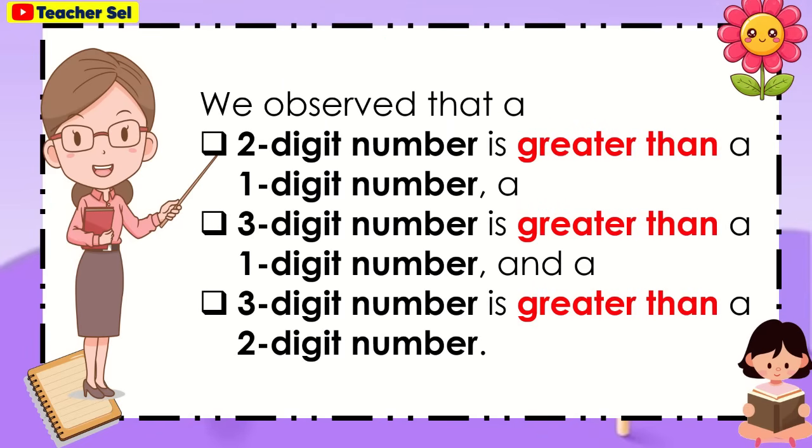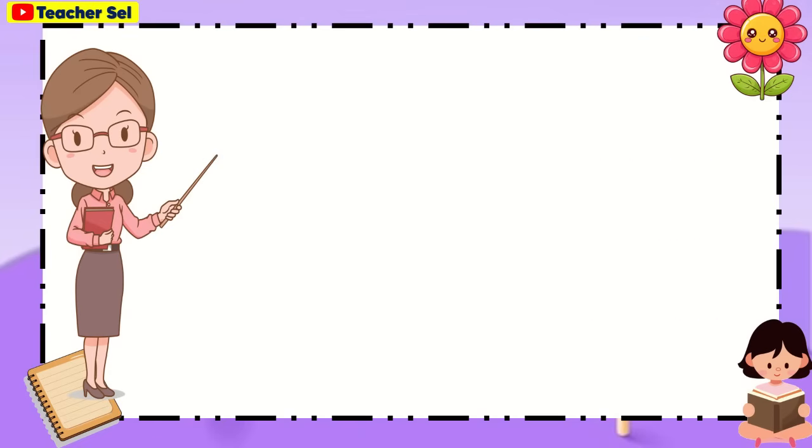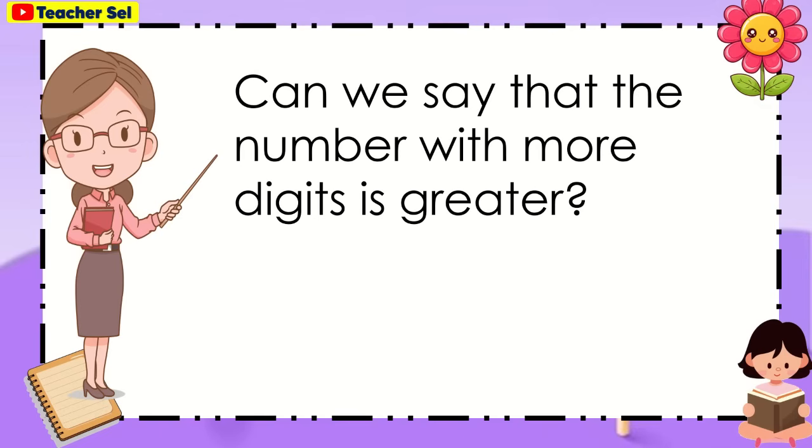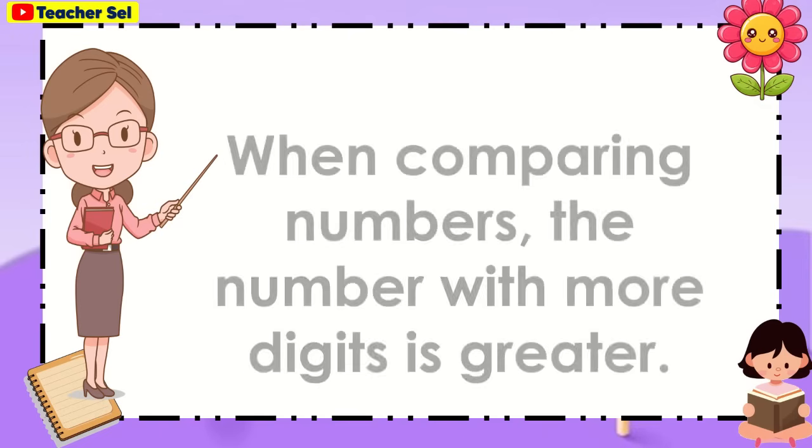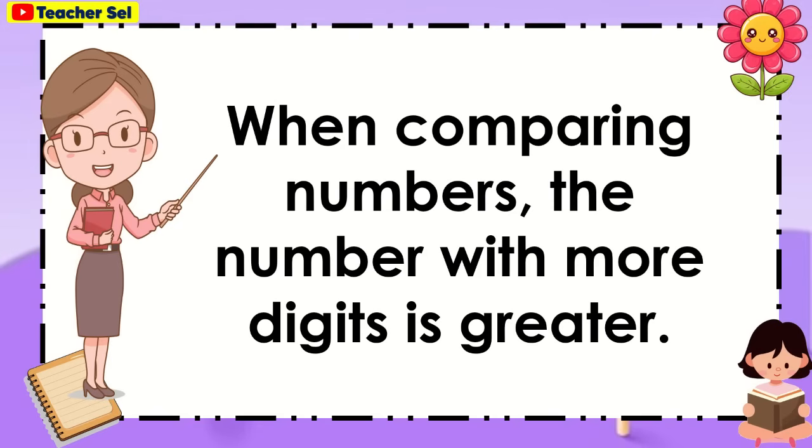We observe that a two-digit number is greater than a one-digit number. A three-digit number is greater than a one-digit number. A three-digit number is greater than a two-digit number. Can we say that the number with more digits is greater? Yes, we can. When comparing numbers, the number with more digits is greater.